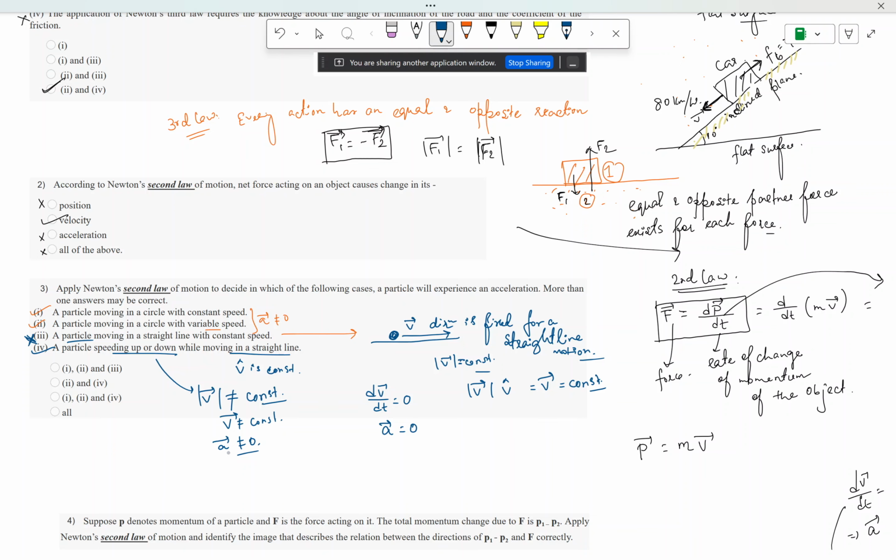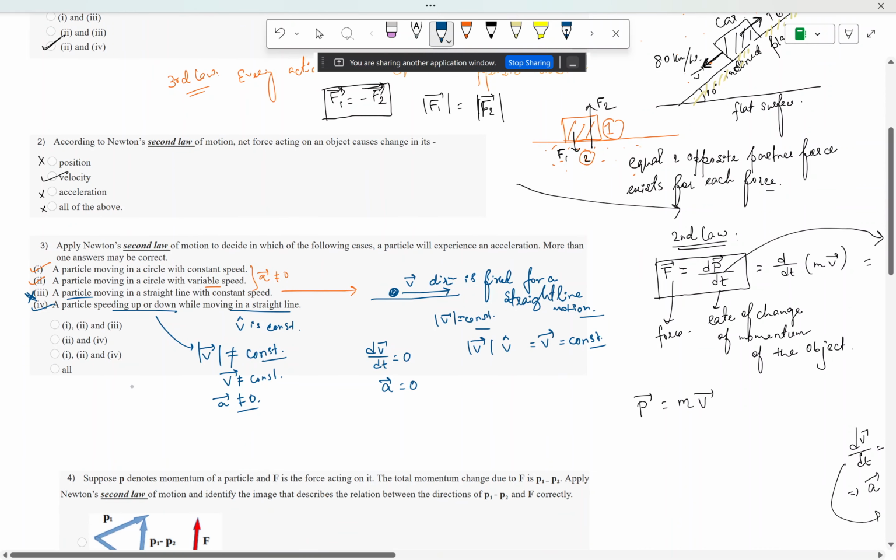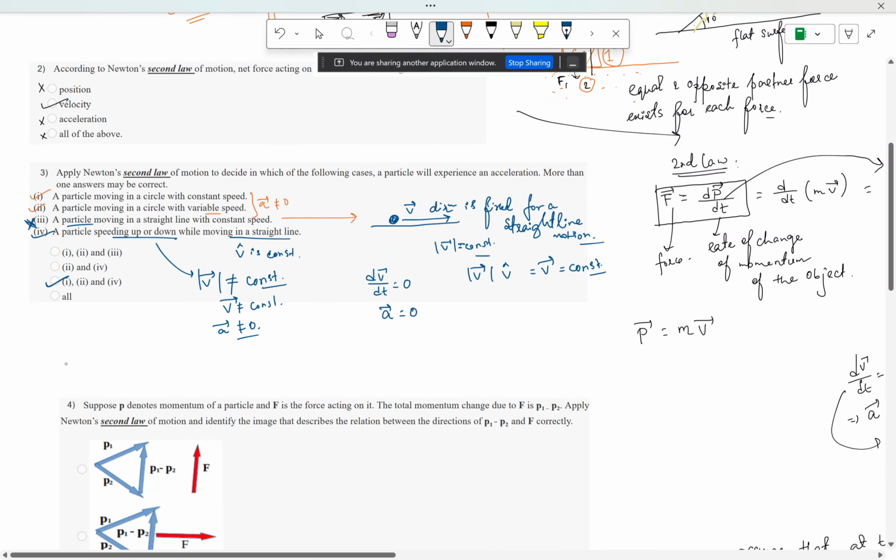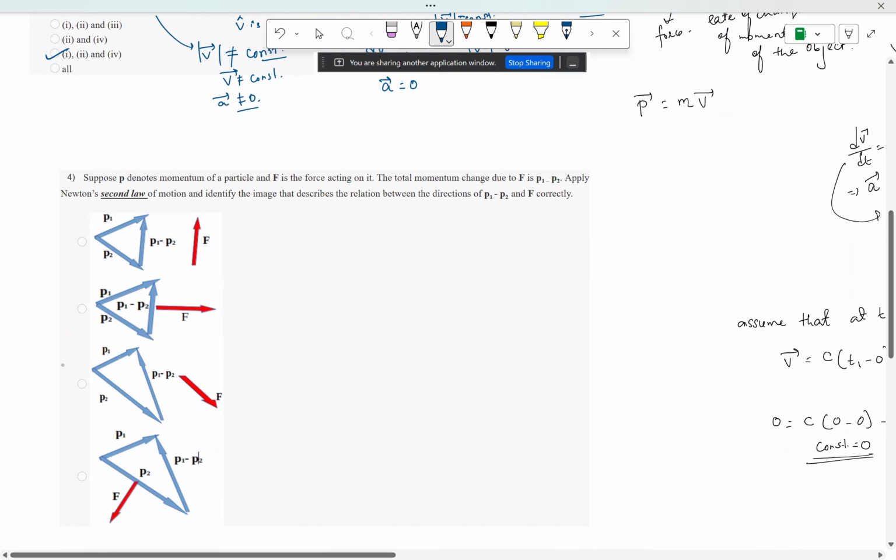So the only correct answers where the particle will experience an acceleration are 1, 2 and 4. This is the correct answer that you have to mark. Right. Now question number 4: suppose P denotes the momentum of a particle and F is the force acting on it. The total momentum change due to the force F is P1 vector minus P2 vector. Apply Newton's second law of motion and identify the image that describes the relation between the directions of P1 vector minus P2 vector and F vector correctly.